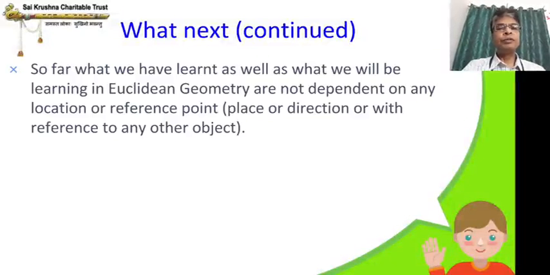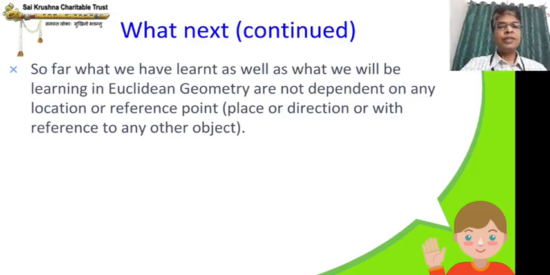So what we have learnt so far, as well as what we will be learning in Euclidean geometry, is not dependent on any location or reference point, place or direction, or on any other point. We just saw a park and an agricultural field, but whether that field is in Hosododdi or in Sadhanapalya, we have not discussed those points.